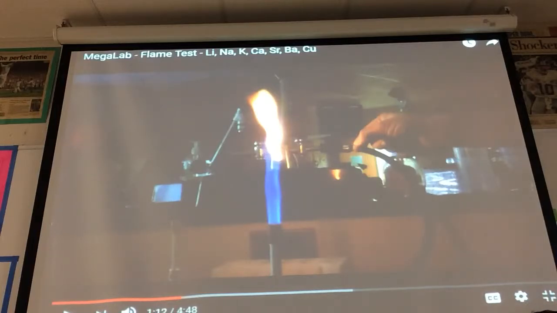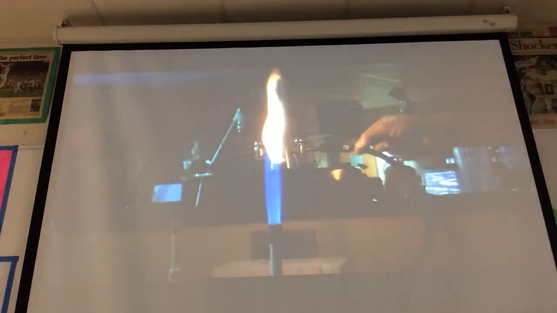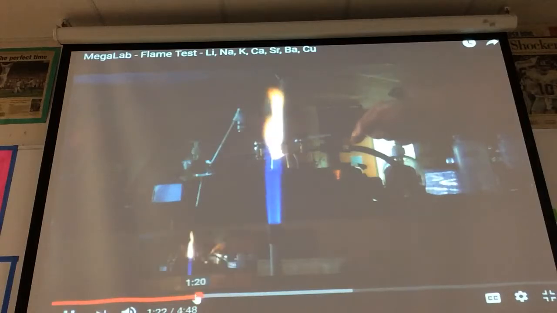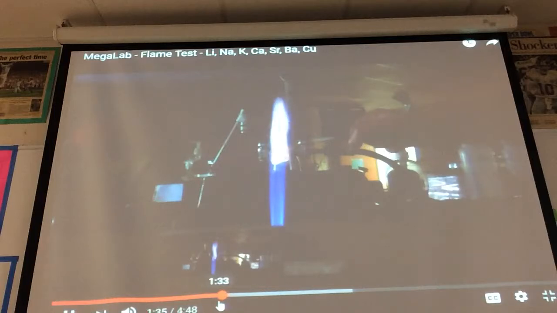This is actually how you get the different colors in fireworks. That sodium burns kind of a bright yellow, strong intensity. So here's sodium, that yellowy color. Now we're going to go after potassium. This is going to be the test for potassium. It's like a lavender. So potassium is a lavender.